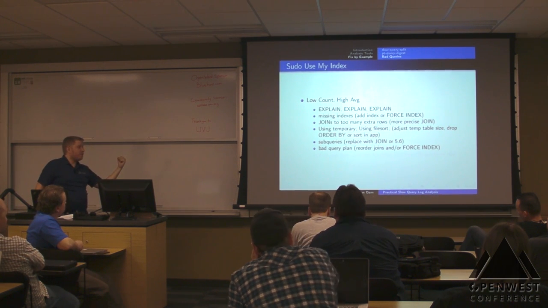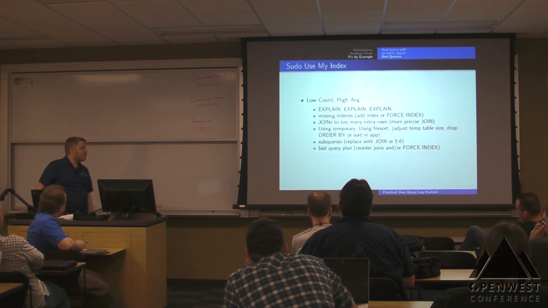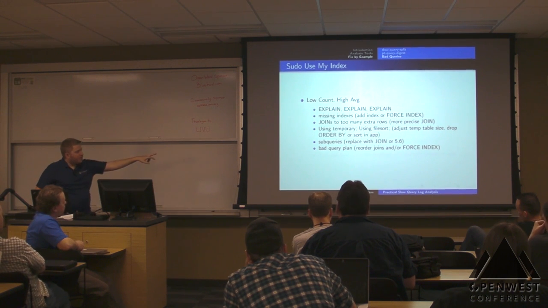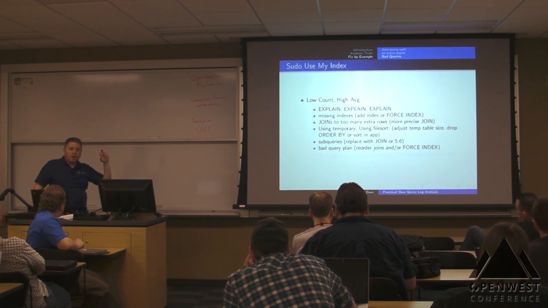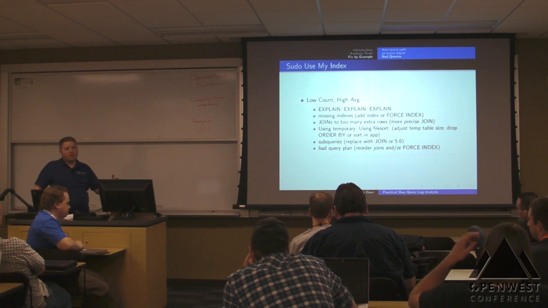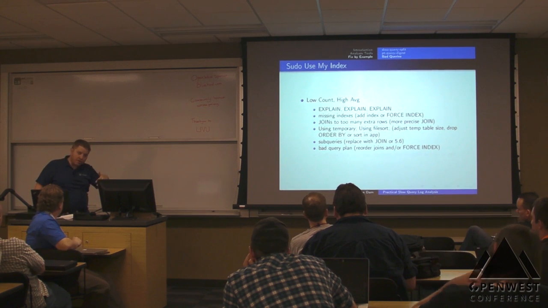Bad query plans. MySQL, again, doesn't always know the right order to do things. That's particularly problematic if you're joining two tables that are of very different sizes, because MySQL will often prefer the smaller table first and then join to the larger table. But if all of your filters are on the larger table, then that particular query plan is often suboptimal.